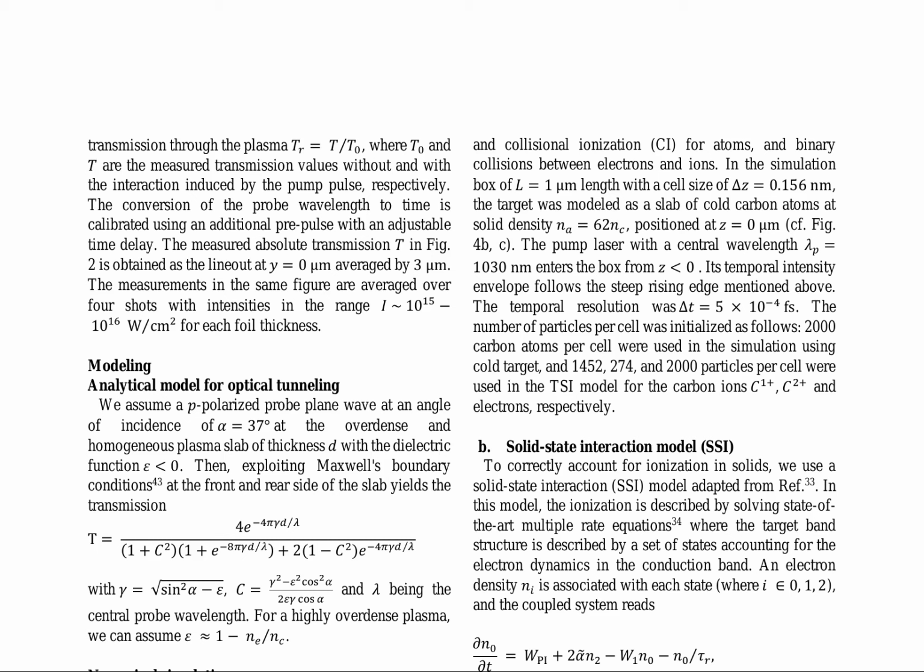The analytical model for optical tunneling is based on Maxwell's boundary conditions at the front and rear sides of the plasma slab. The transmission is calculated using equation 1, which takes into account the dielectric function, plasma density, and probe wavelength.